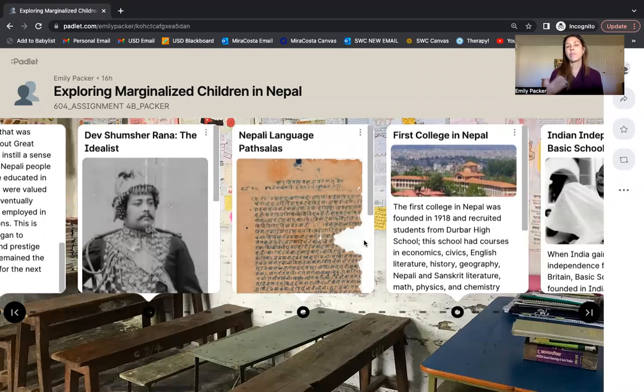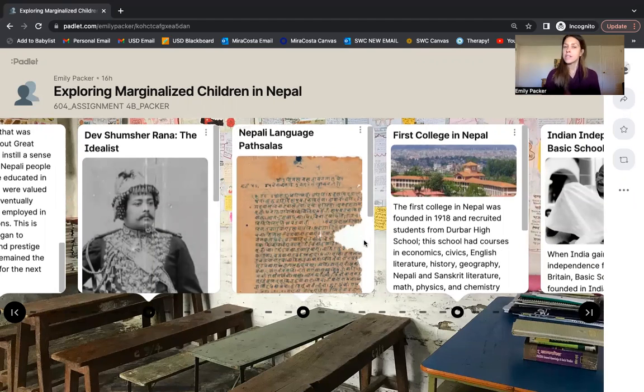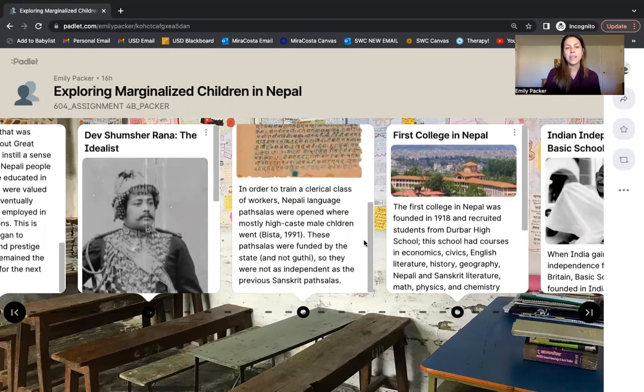Then we have what's called the Nepali language Patsalas. Previously we talked about the Sanskrit Patsalas, and these are the Nepali language ones. Remember, Patsalas means schools. The Ranas realized that in order to have supporting workers in the clerical class, they needed people to be trained, but they couldn't be trained in Durbar High School. They had to be trained elsewhere. So the Nepali language Patsalas were open, again, mostly only to high-born, so high caste, male students.